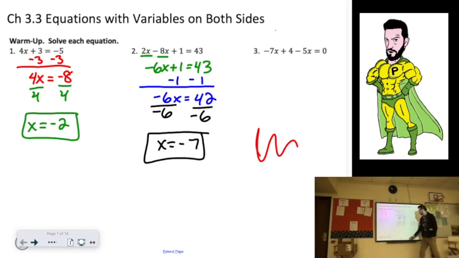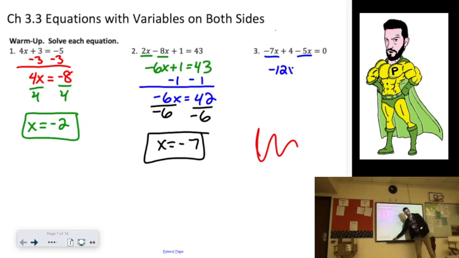All right, number 3 has the same thing. We have to combine those like terms there. So negative 7x minus 5x would give us negative 12x plus 4 equals 0. We'll have to get rid of that plus 4. We're going to subtract it.